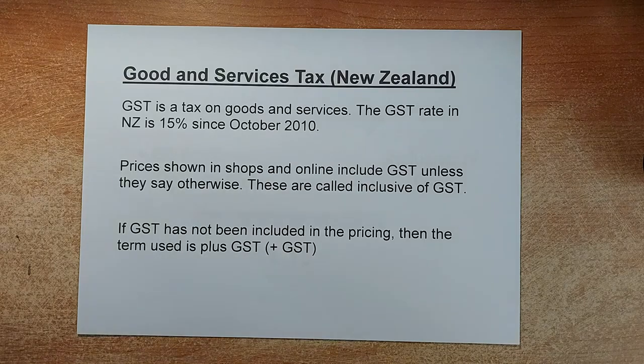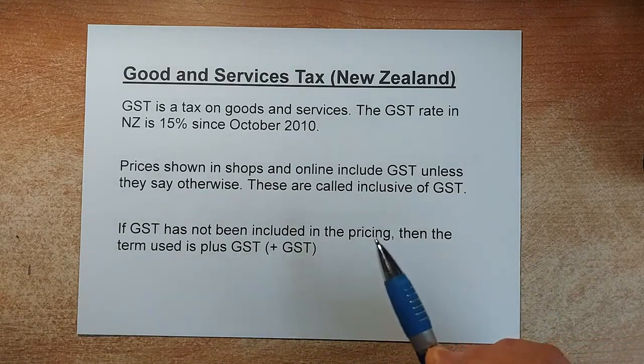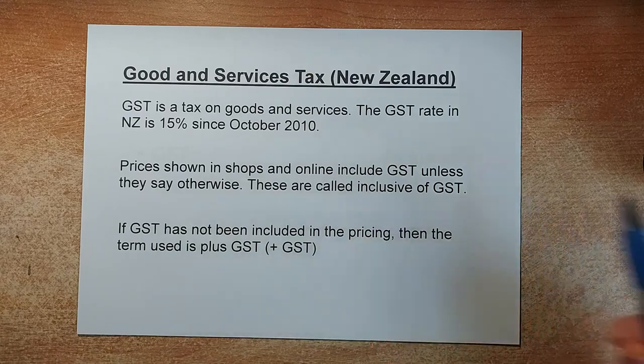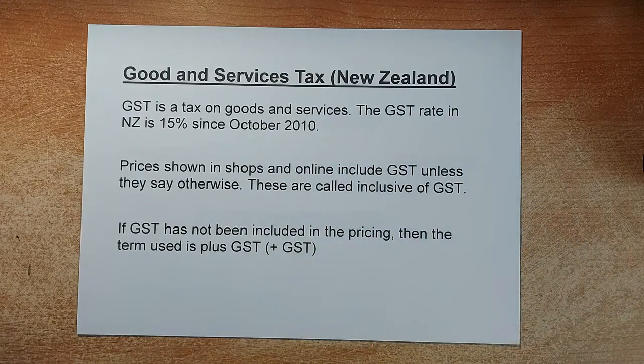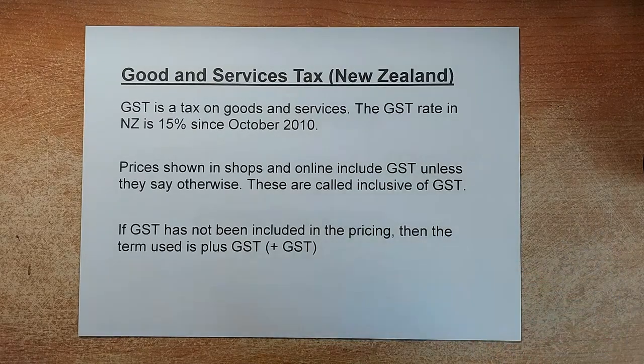So different countries have a different GST rate. For example, in the UK, they call it the VAT. It is 20%. Australia is called GST too. The tax rate is 10%, and in Singapore it is 7%. So different countries charge at different rates. Today we're going to calculate more on the New Zealand GST rate.